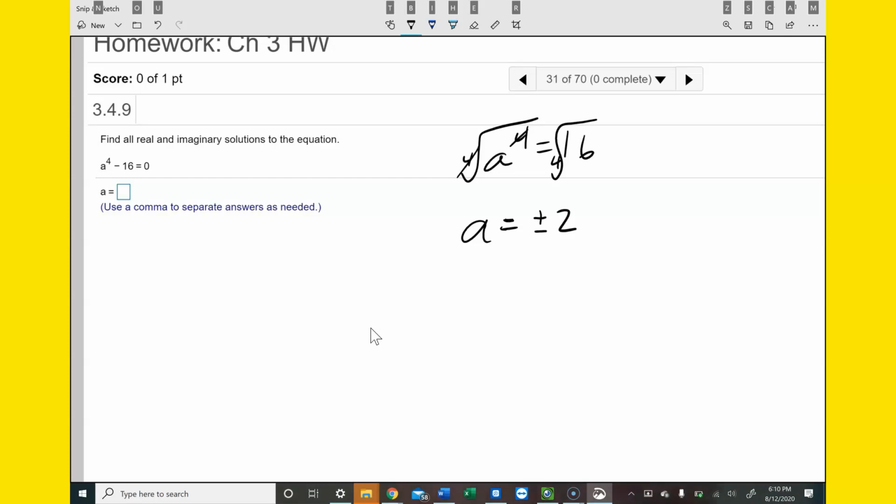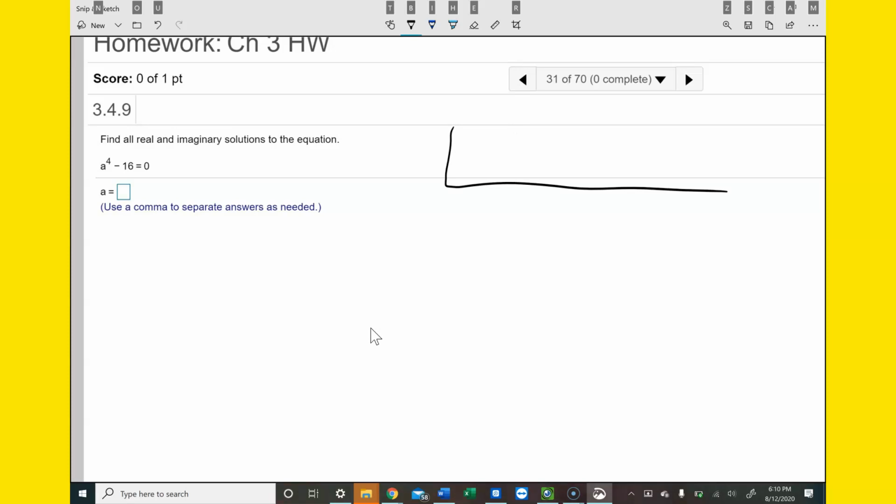And how many are we supposed to have total? We're supposed to have 4 total if we're going to find the real and imaginary ones. So how do we find the imaginary ones? You could try to do it in the app, and that's fine. The app may do it for you. It may do everything you need. But I'm going to show you another way to do it without the app as well. And I'm going to do it with synthetic division.